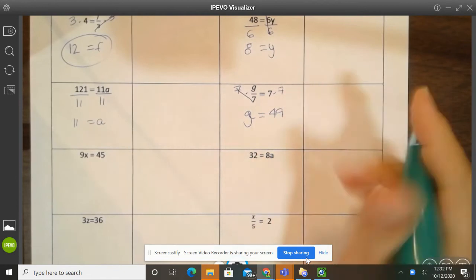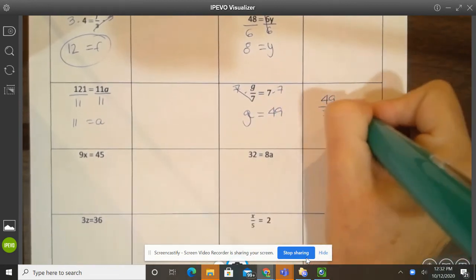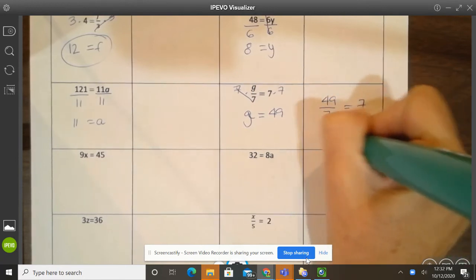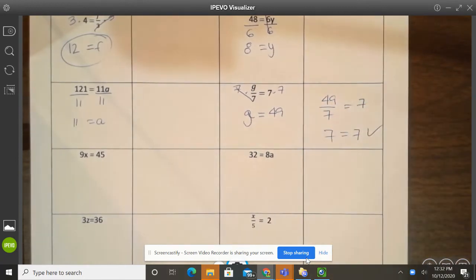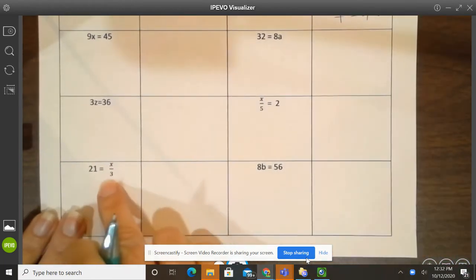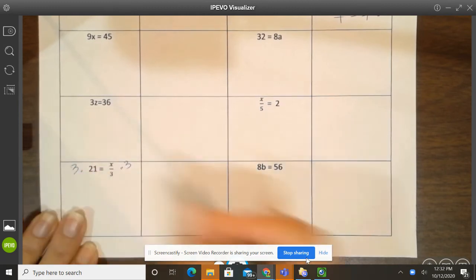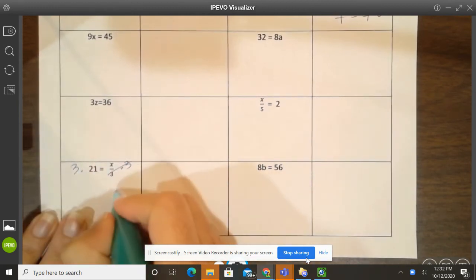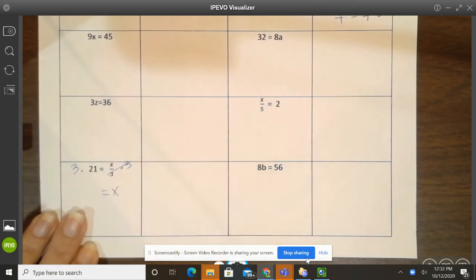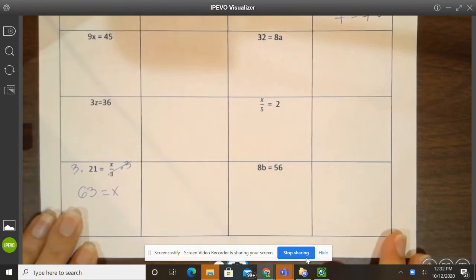How do you check this? Well, you plug back in for g. So 49 divided by 7, is that true? Well, 7 equals 7, yes, so it is true. All right, okay, so let's do one more like this. So this is dividing, so you are multiplying on each side to get rid of that 3, that goes away. x equals 3 times 21. It's 63. And that's it.